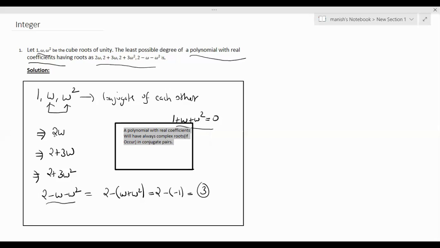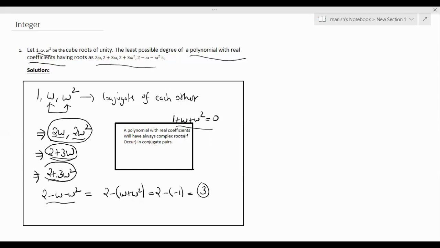So let's check. You have 2 omega, so we'll try to get the conjugate of it, and the conjugate of 2 omega is actually 2 omega square, and that is not given to us. So automatically, if 2 omega is one of the roots, 2 omega square will also be one of the roots. So these two roots will definitely be there. Similarly, if you have 2 plus 3 omega, we can observe that 2 plus 3 omega square will be its conjugate, because we know that omega and omega square are conjugates of each other. So these two roots also will be there.